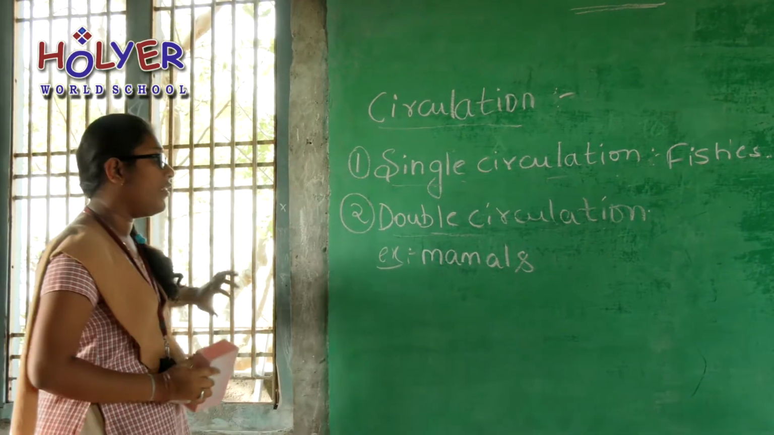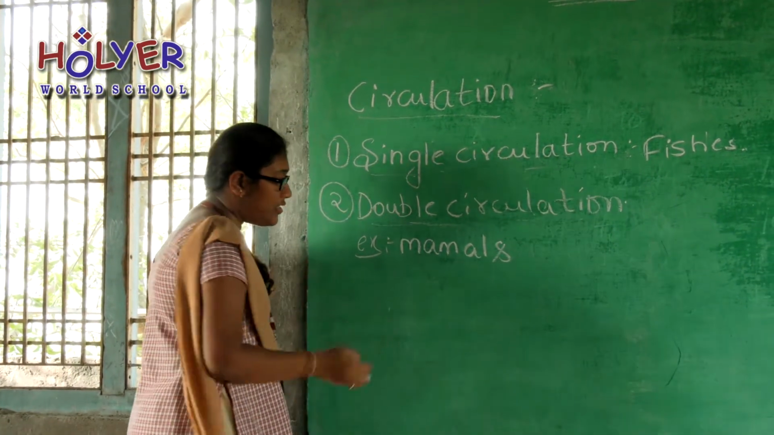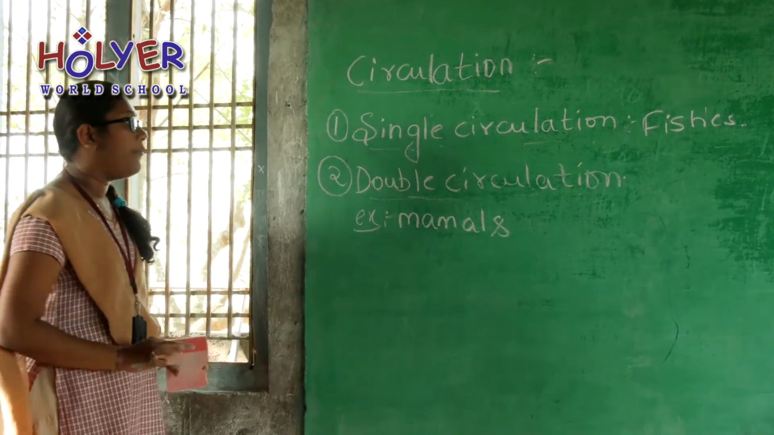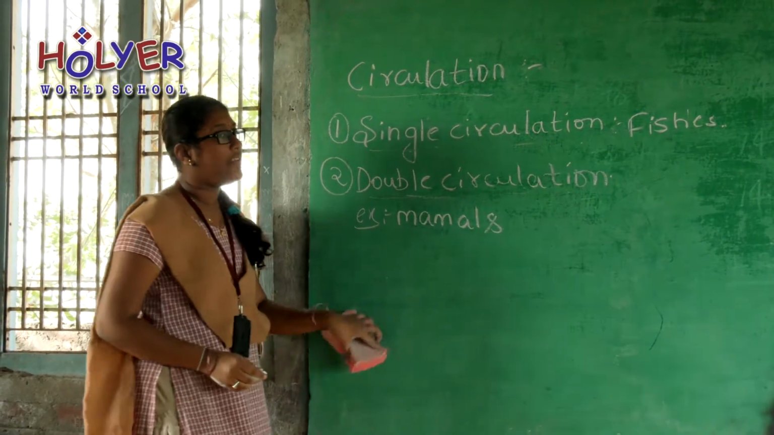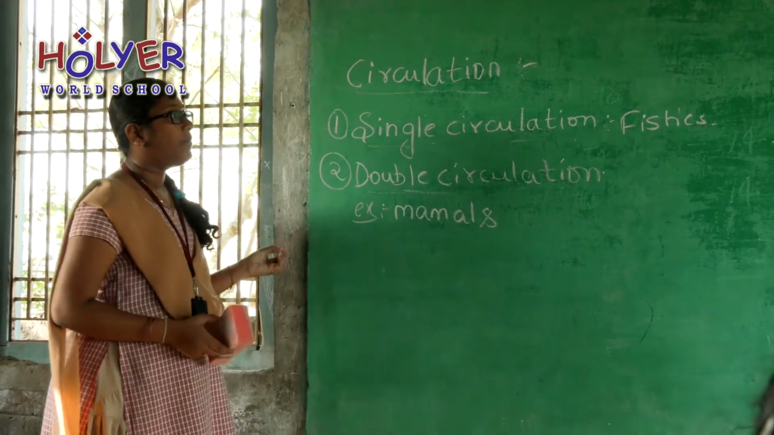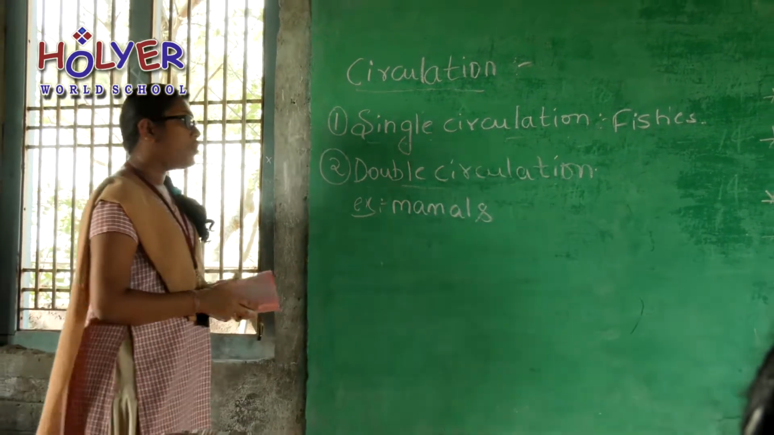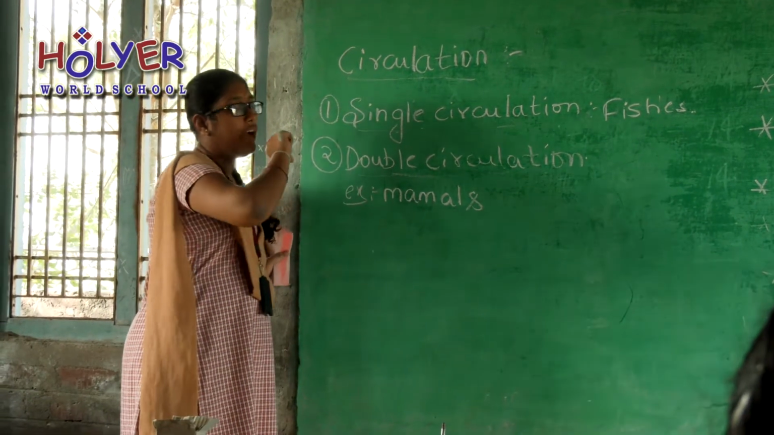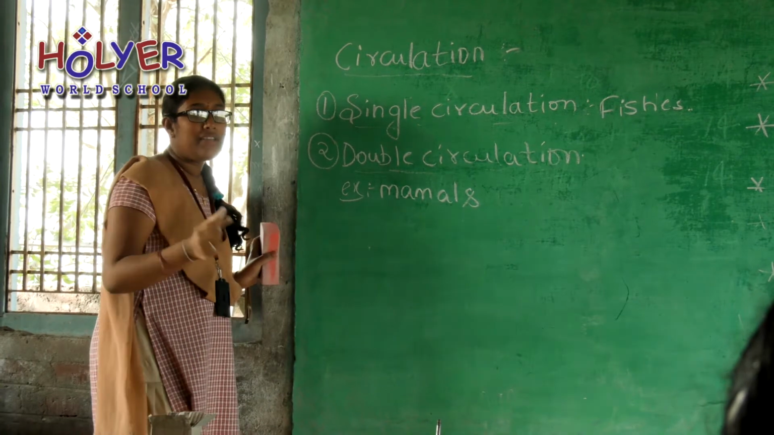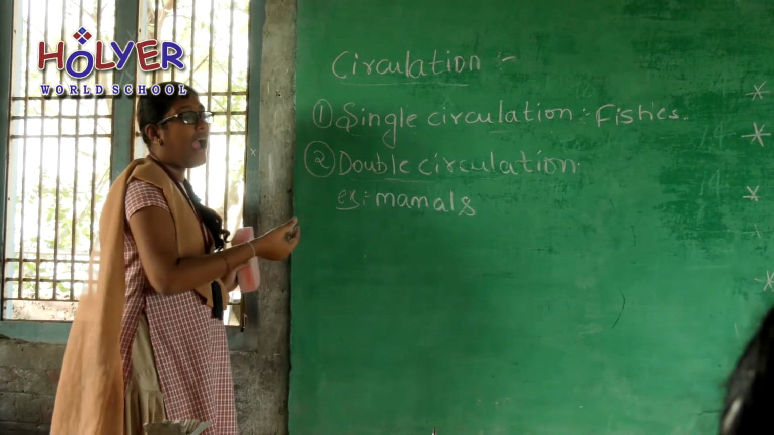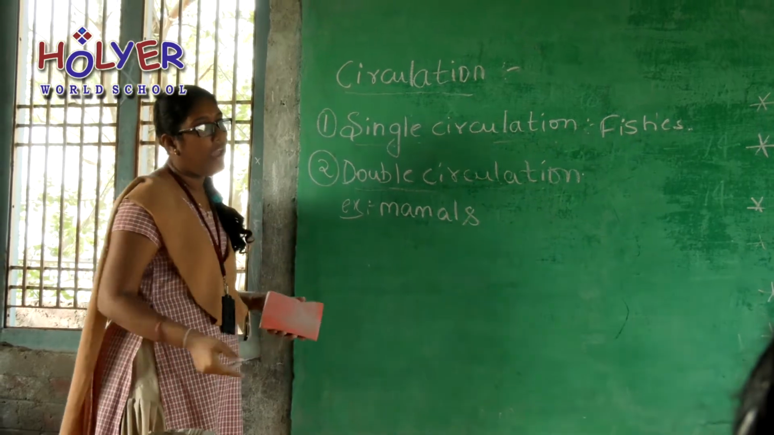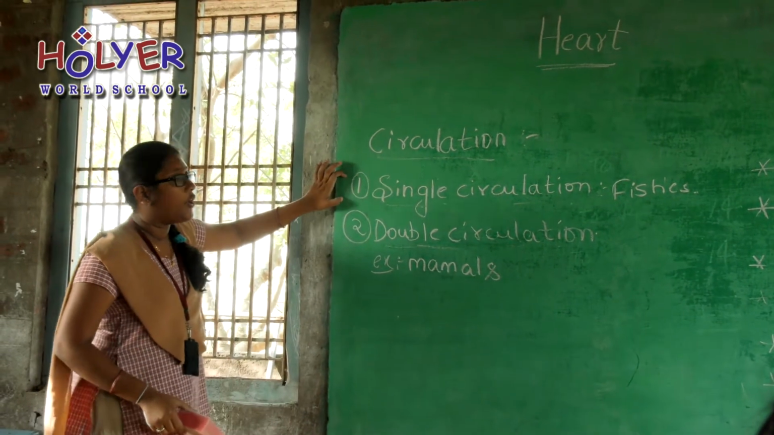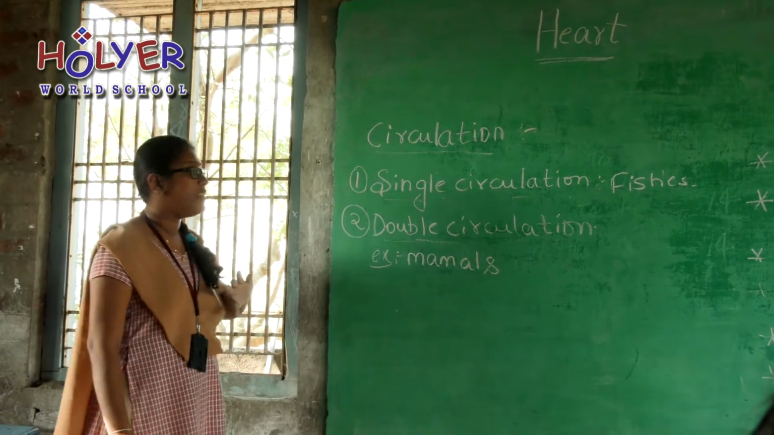In single circulation, the heart has fewer chambers, maybe 2 chambers, and there are no specialized organs like lungs for fishes. So the blood only flows once through the heart. While the blood flows from the heart to other body parts, there are gills in fishes, and the blood is oxygenated there and comes to the heart. But the blood flowing in the heart of single circulatory animals is always deoxygenated blood.